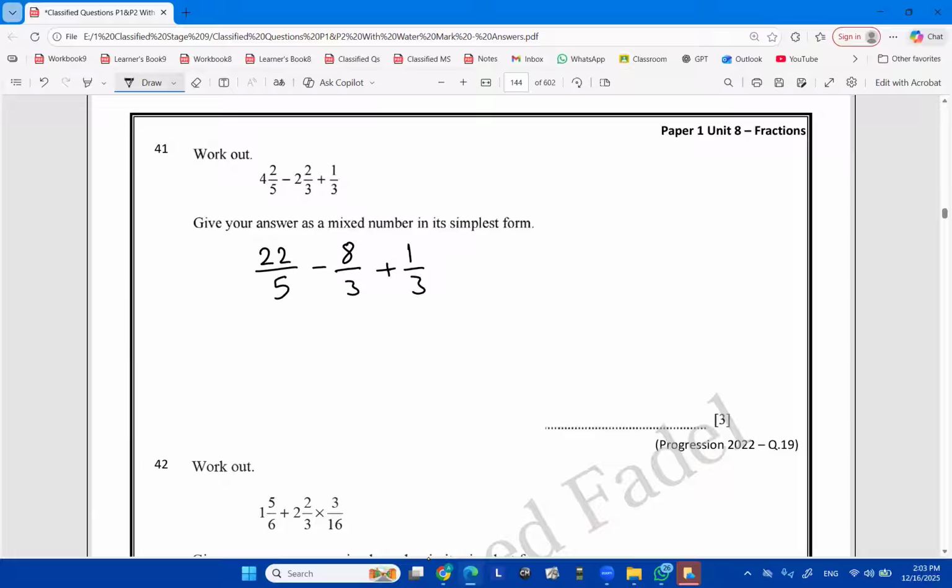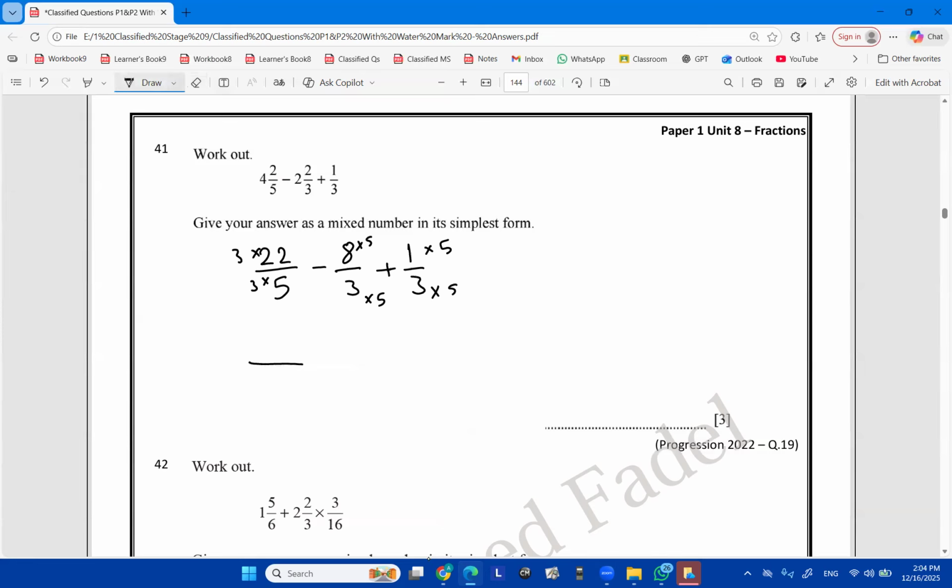Yes, but remember that we say addition or subtraction in order from left to right. Whatever comes first is done first. So I must do this first, 22 over 5 minus. So multiply this by 3, multiply this by 3, multiply this by 5, multiply this by 5. Can I also multiply this by 5? Yes, fine. Multiply this also by 5. So all of them will be over 15.